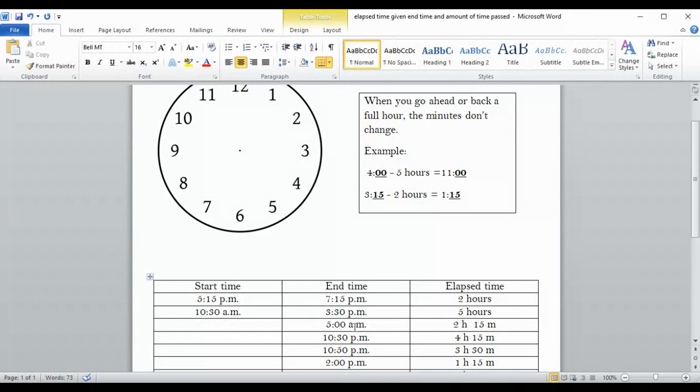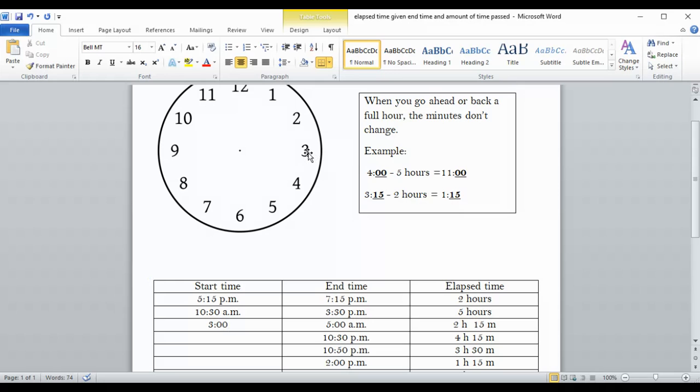Now, if we're at 5 a.m. and 2 hours and 15 minutes ago, we were sound asleep in our beds, what time was that? I'm here at 5 a.m. I'm going to go back 2 complete hours or 2 hops, 1, 2. That would get me at 3 a.m. And I'm taking notes here, so I'm going to put that down. So I'm at 3 a.m. and now I want to go back 15 minutes.